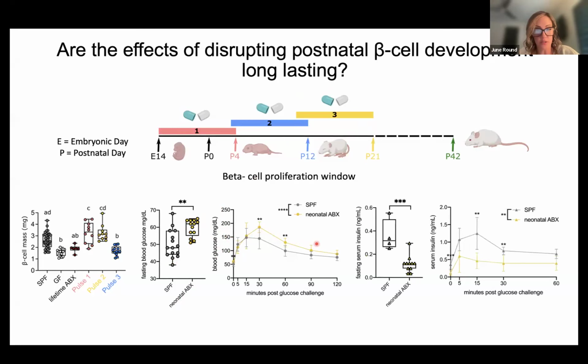And based off of these results, it's probably not surprising that if you looked at the insulin levels in these animals, animals that receive neonatal antibiotics have significantly reduced insulin production. And again, if you give them glucose and look at the amount of insulin produced in response to glucose, animals that receive neonatal antibiotics do not produce as much insulin in response to a glucose challenge. So all of this data really points to an important developmental window of time whereby the microbiota is really important for instructing beta cell development.